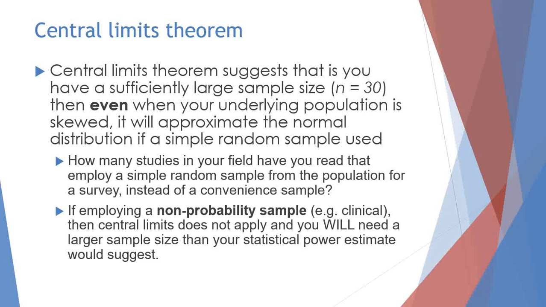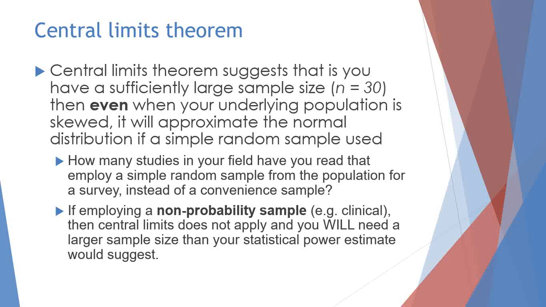So the central limit theorem suggests that if you have a sufficiently large sample size, n equal to 30, then even if your underlying population is skewed, it will approximate the normal distribution when a simple random sample is used.